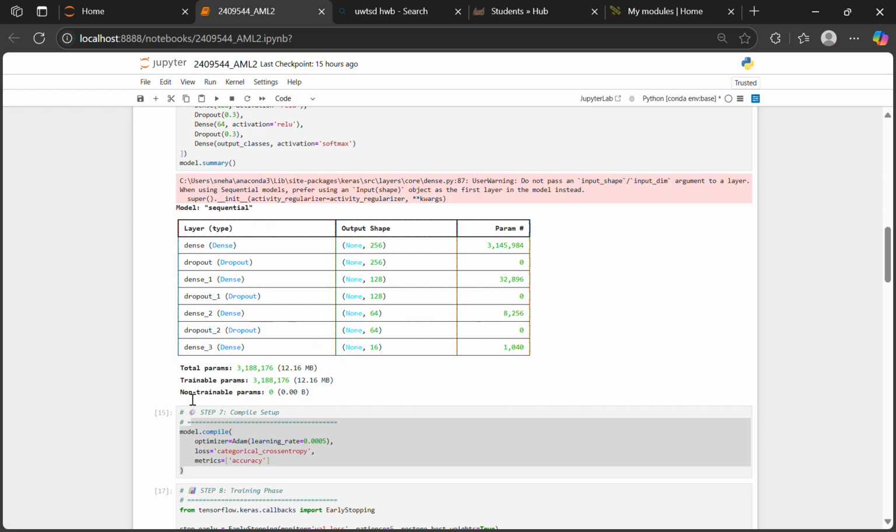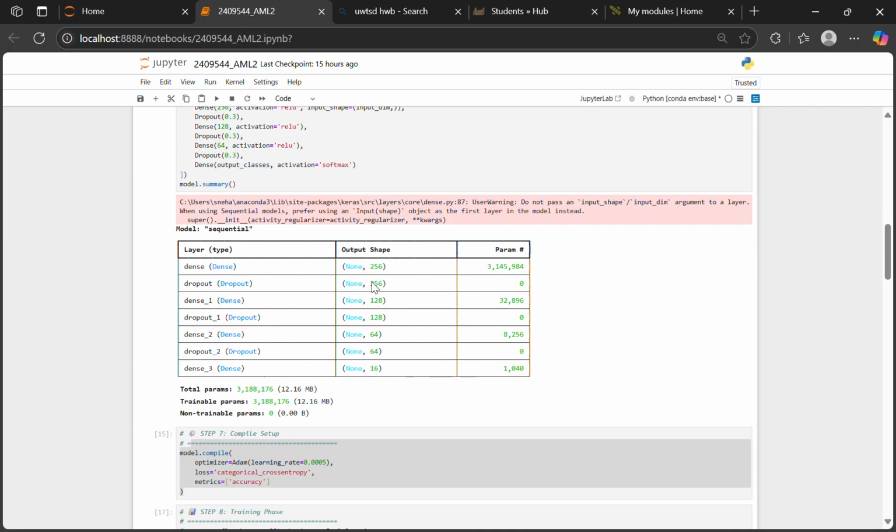We can see that total params is 3188176, which is 12.16 MB. Trainable params is 3188176, which is 12.16 MB, and non-trainable params is 0, which is 0 MB.